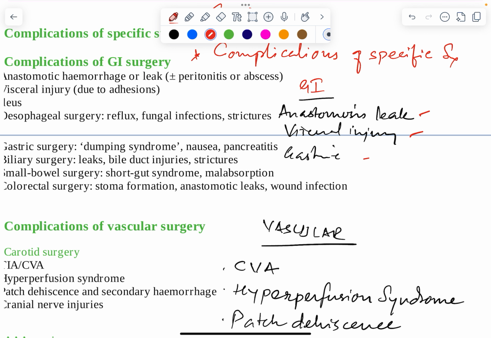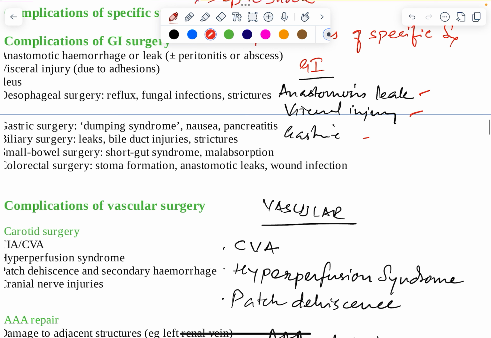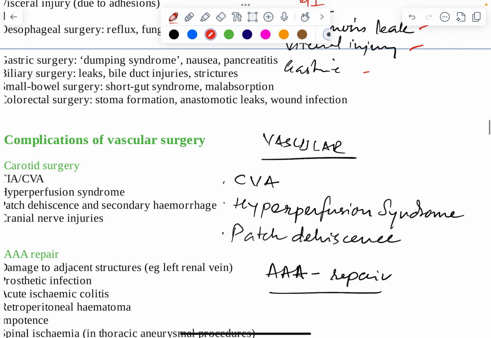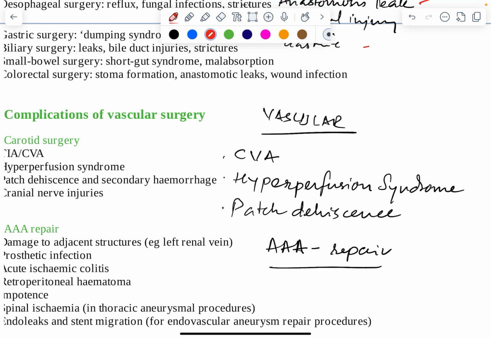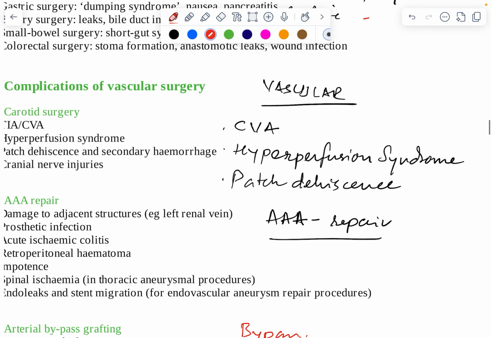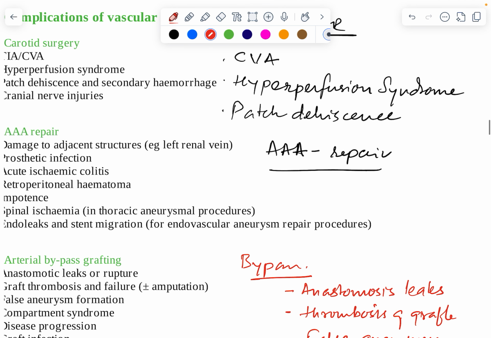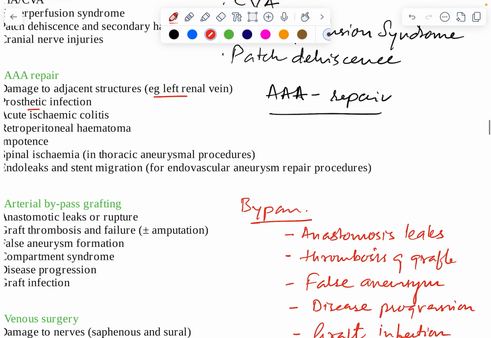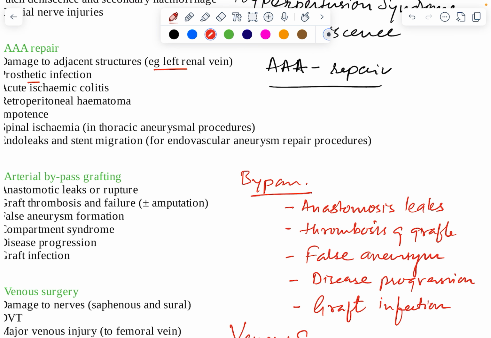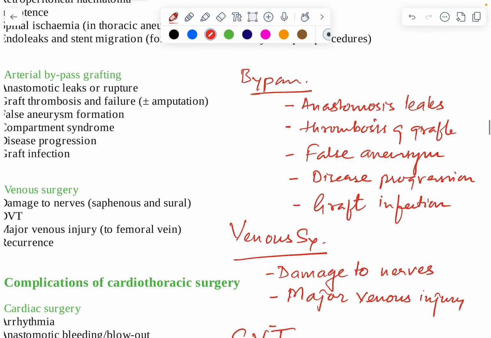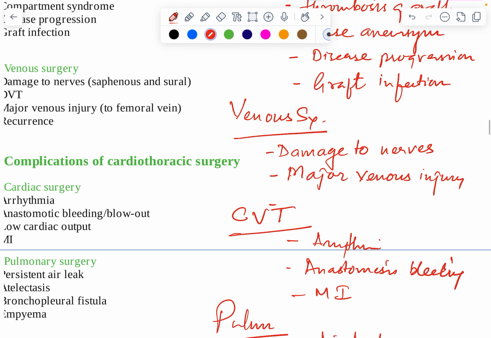Complications of GI surgery include anastomotic leak, visceral injury, and gastric dumping syndrome. Complications of vascular surgery: cerebrovascular accidents, hyperperfusion syndrome, patch dehiscence, cranial nerve injuries. Aortic repair: damage to adjacent structures, renal vein, prosthetic infection, ischemic colitis, impotence, spinal ischemia. Arterial bypass: anastomotic leak, rupture, graft failure, compartment syndromes. Venous injury: damage to the nerves, deep vein thrombosis.